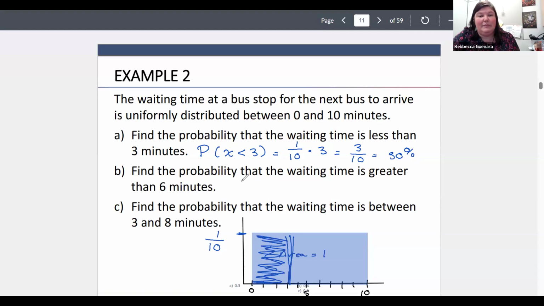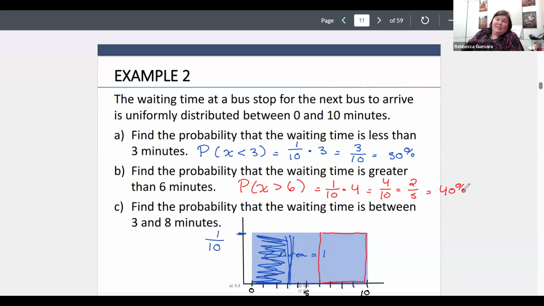The probability that my wait time, X, is going to be greater than 6 minutes. So we're looking at this area right here. Once again, the height of the area is 1/10, but the width is 1, 2, 3, 4. So that would be 4/10, or 2/5, or 40%. The probability I'll be waiting at the bus stop for more than 6 minutes, there's a 40% chance that will happen. Next, the probability that the wait time is going to be between 3 and 8 minutes.